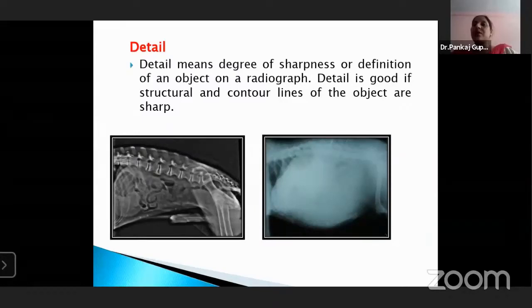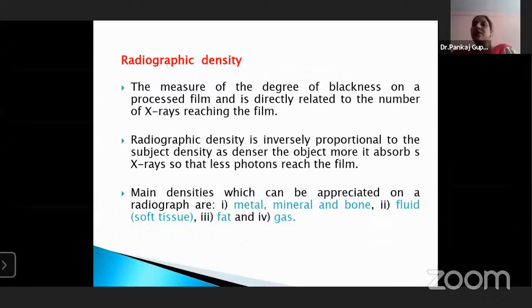In the second radiograph, the detail of the abdominal organs is completely lost. It may be due to faulty radiographic exposure or due to some disease condition. In the present radiograph, this was a case of ascites, and in case of ascites, the detail of organs is completely lost.